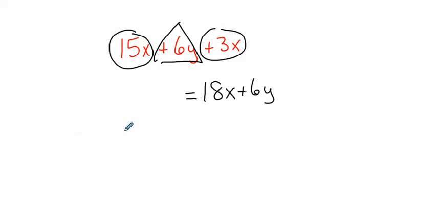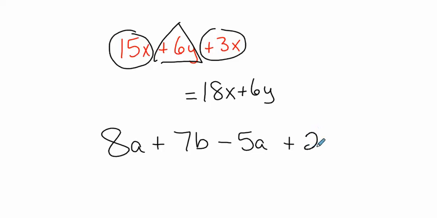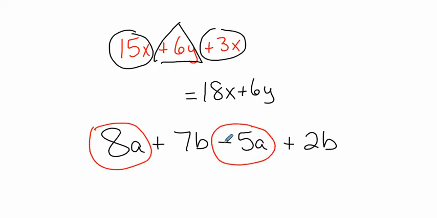How about if I have 8 A's plus 7 B's minus 5 A's plus 2 B's. If I notice on my variables, I have A's and I have B's. So once I combine, I should have A's and I should have B's. So I'm going to circle my A's. If you notice, I'm taking the sign in front there. So this means 8 A's, take away 5 A's.